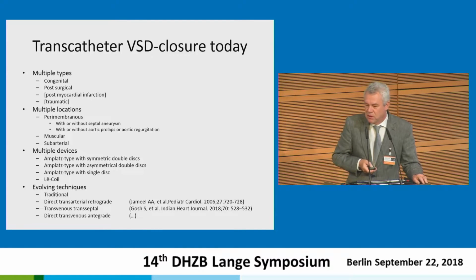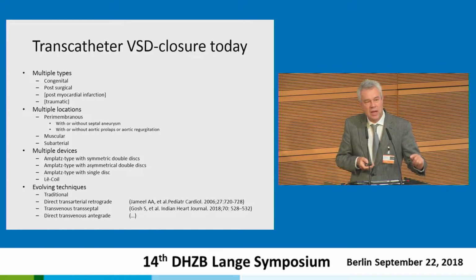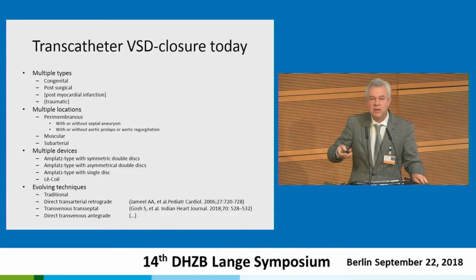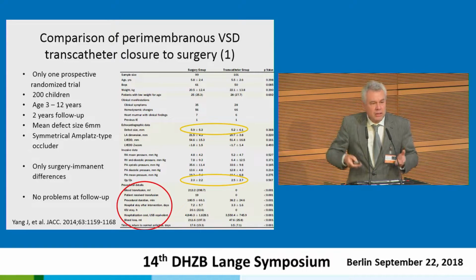There is also a transvenous transseptal approach, and the newest development, we saw it in Frankfurt a few weeks ago, is direct transvenous antegrade access with echo guidance, where the interventionist puts the catheter through the vein directly through the defect and then closes the defect without even doing an arterial puncture. So all this can be done. The question is, should it be done? And what's the point if we also have surgery?